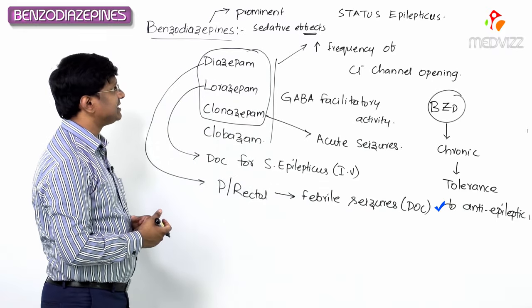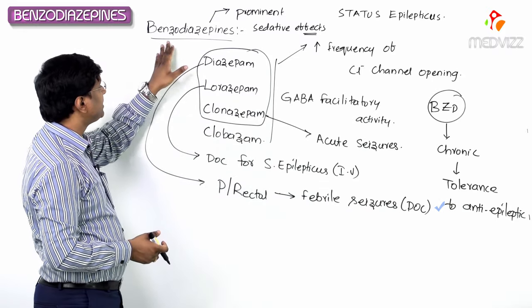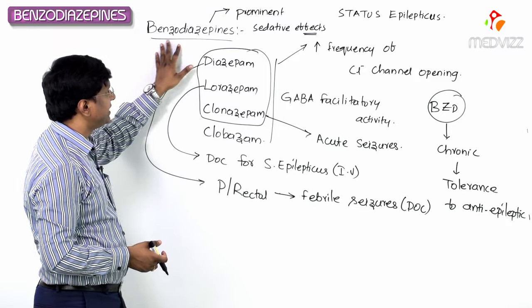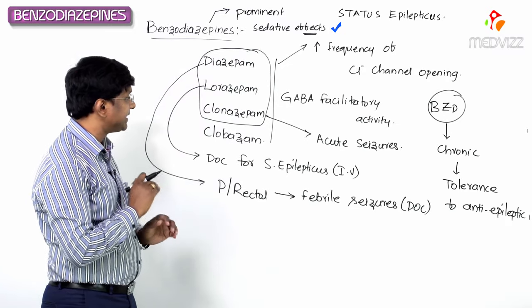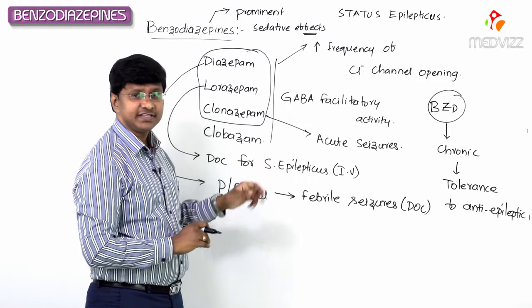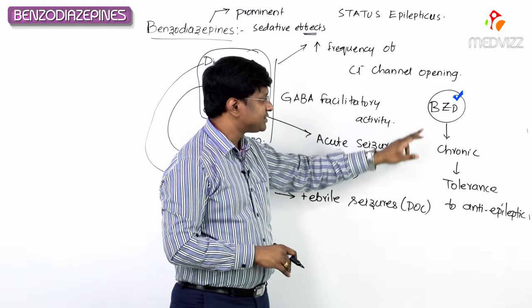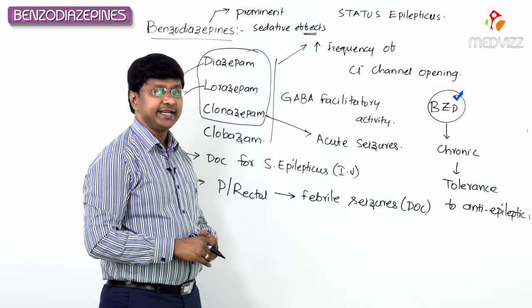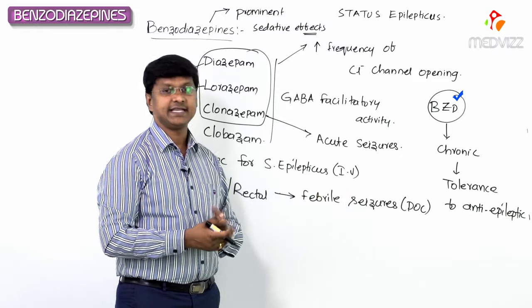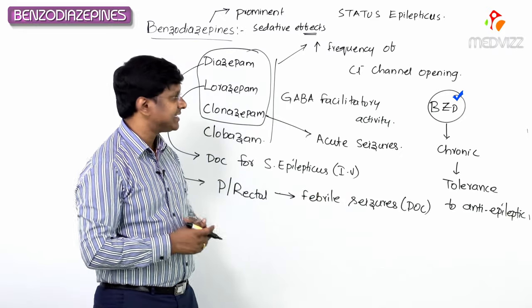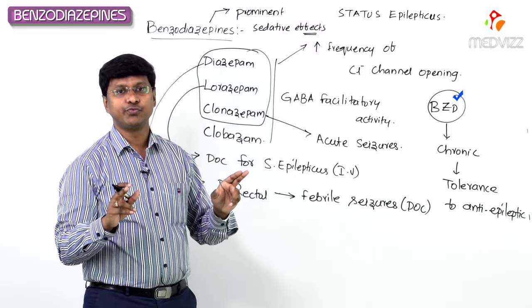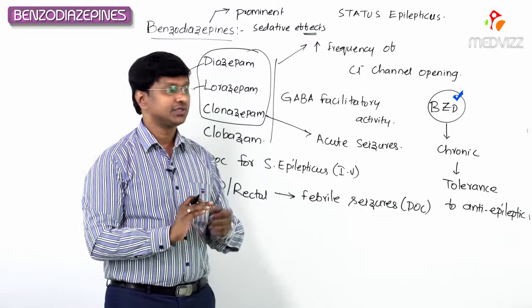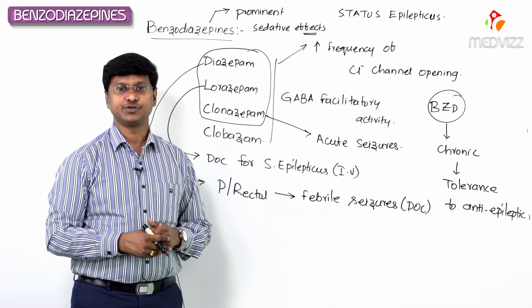Whereas diazepam, once it is given per rectal route, is considered the drug of choice for febrile seizures. And the important adverse effect with benzodiazepines is the sedative effect, similar to that of your barbiturates. And the problem with the benzodiazepines is that whenever they are used chronically, the individual will develop tolerance to the anti-epileptic effect. So that is the reason why these benzodiazepines are not useful for long-term use. So these are a few points about your benzodiazepines.